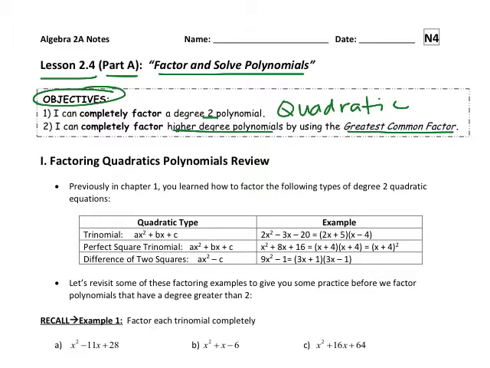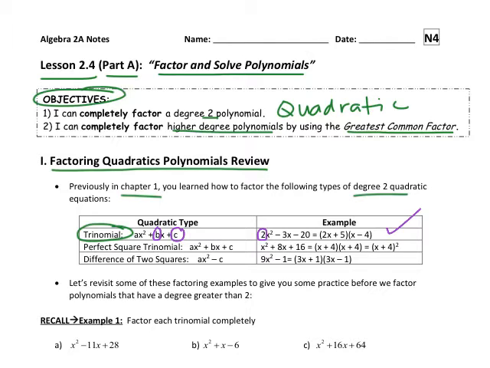So these first few things on the page are just some review from what we did in Chapter 1. We learned how to factor the following types of degree 2 quadratic equations. We did a trinomial, and in the trinomial we had to find numbers that multiply to c but sum to b. Okay, and we have an example over here. So even if there was a leading coefficient other than 1, we were able to do that.